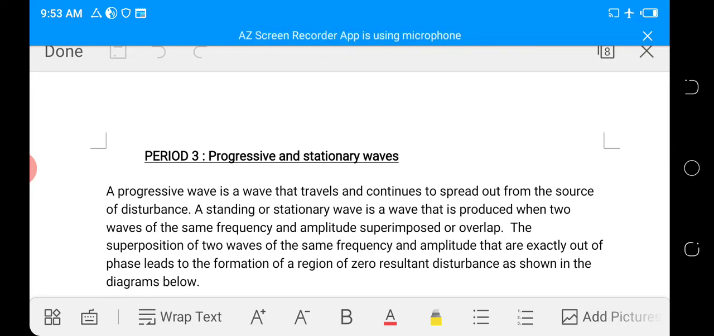Today, we want to look at progressive and stationary waves. So far, so good.